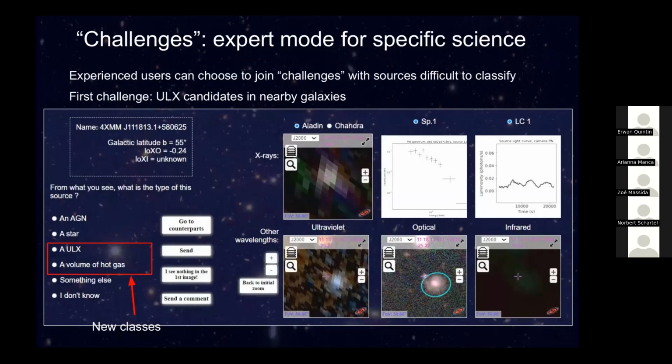As a next step, we also tried to develop more advanced classification for more difficult source populations. This was only for experienced users. We have this sample of ULX candidates, which are extremely difficult to classify sometimes. You see here two new types, being ULX and volume of hot gas. Same principle, they are trained on a sample of sources, and then they can give classification on unknown sources.